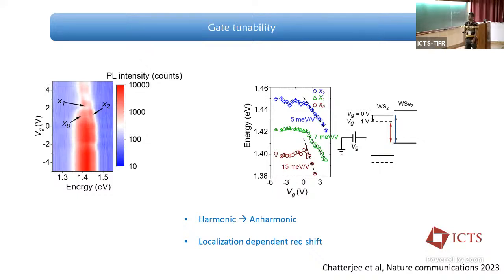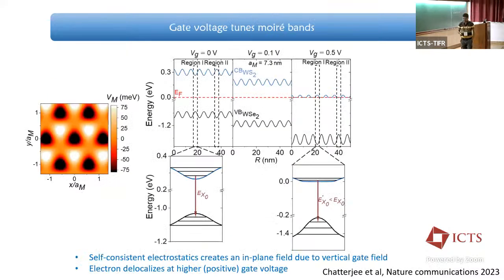Okay. And this redshift, by the way, is pretty obvious, because you are electron doping the system. Let's say with respect to the Fermi level, this conduction band edge comes down, and so the spectral gap between this conduction band edge and this valence band edge of WSe2 is reducing, which is giving rise to this doping induced redshift.